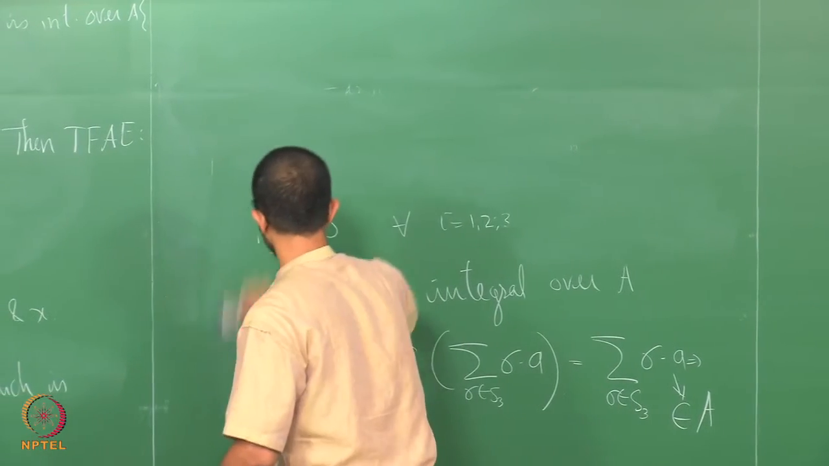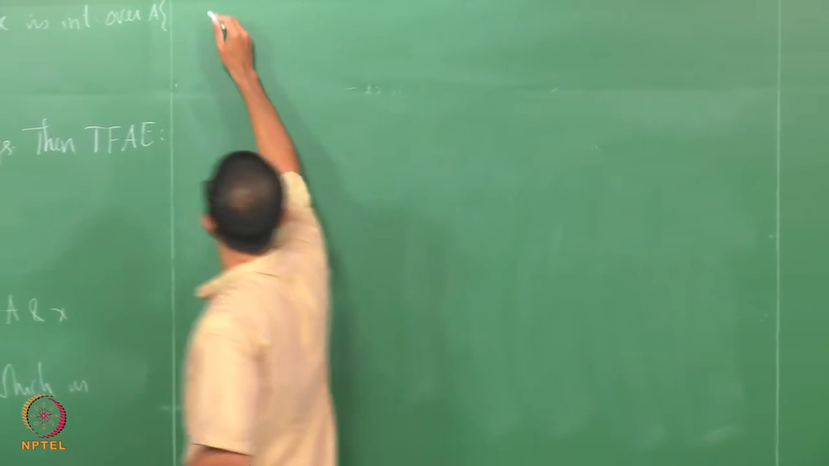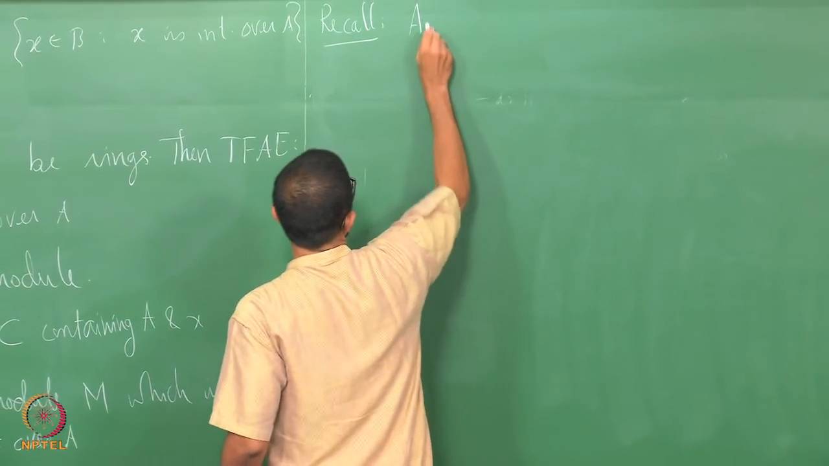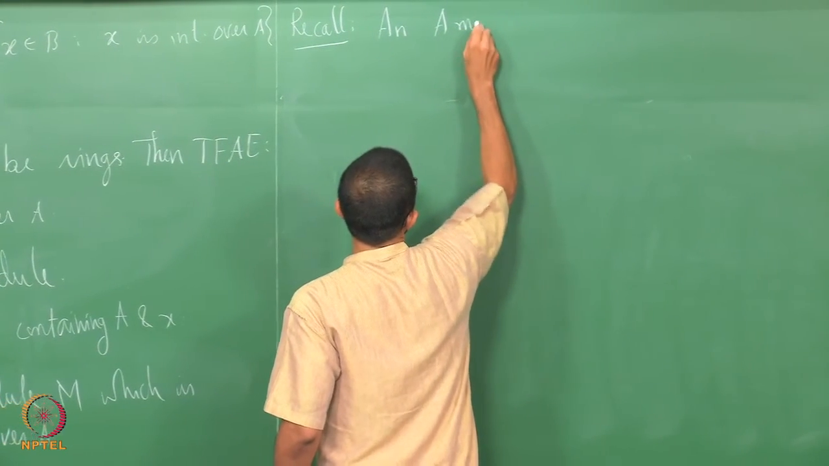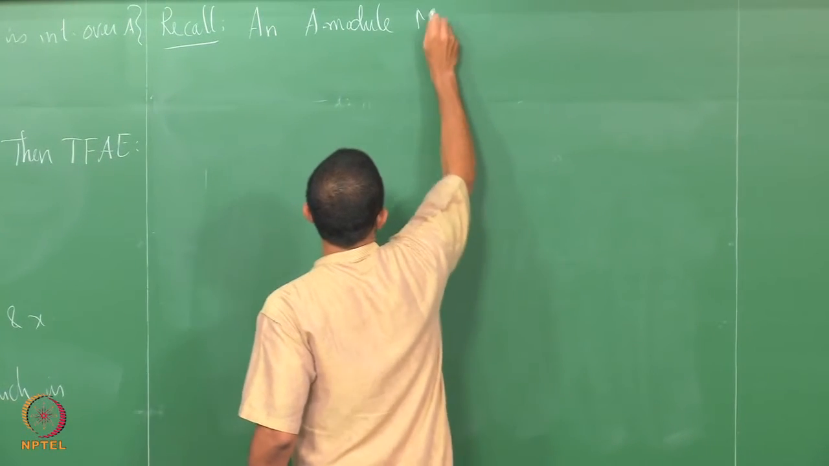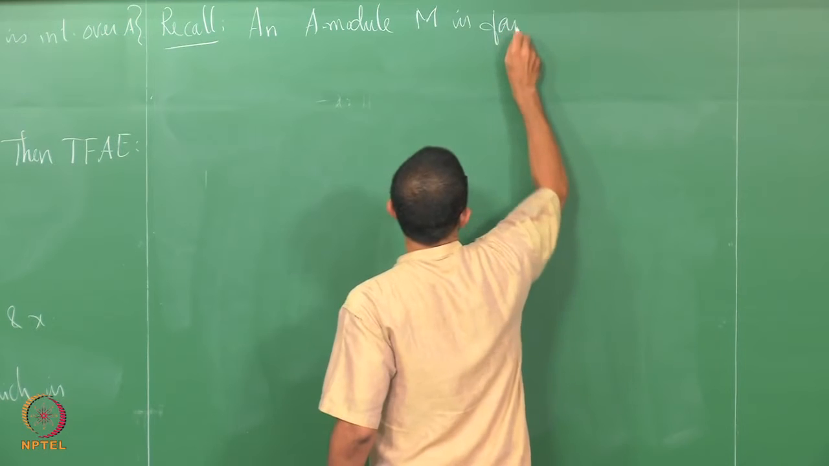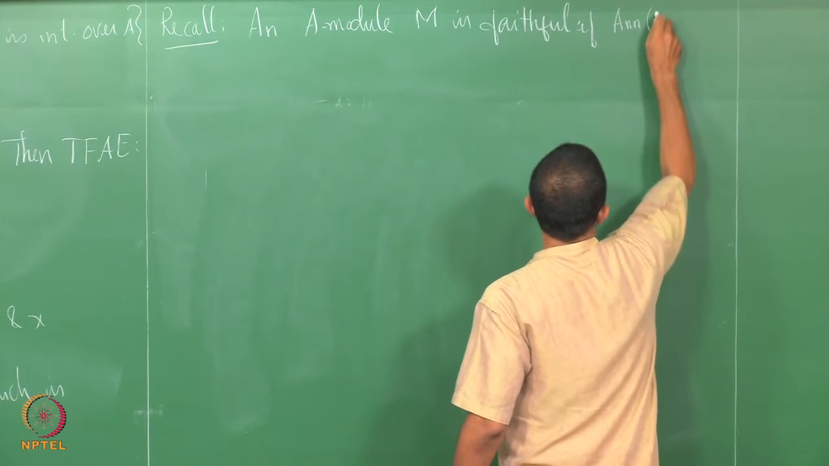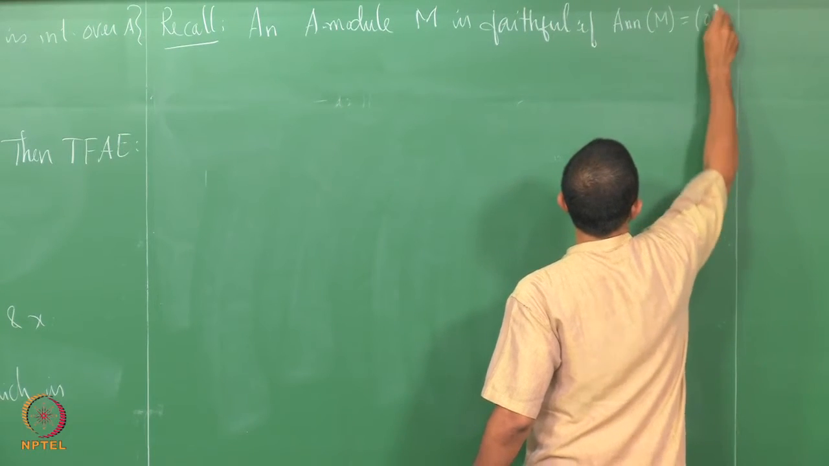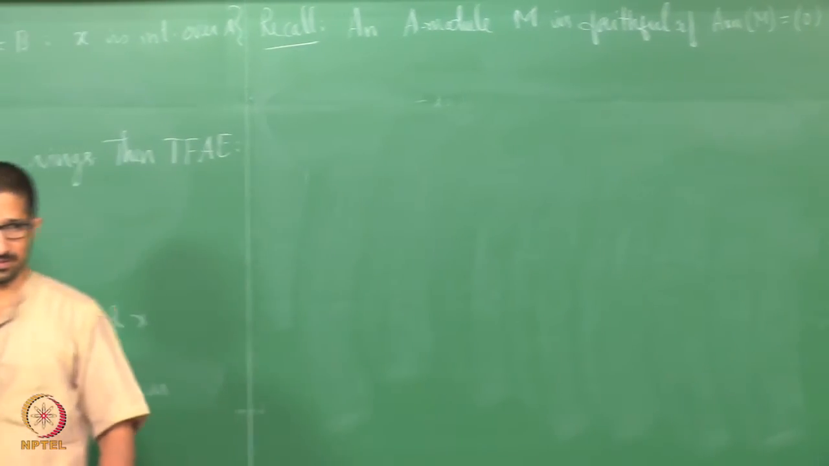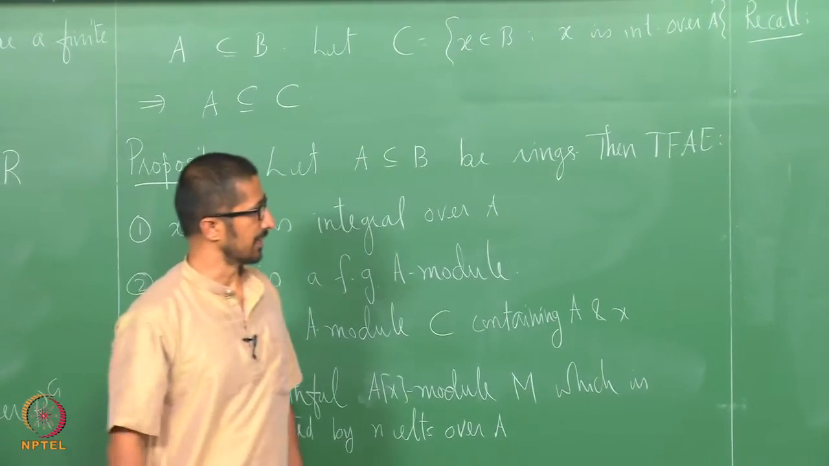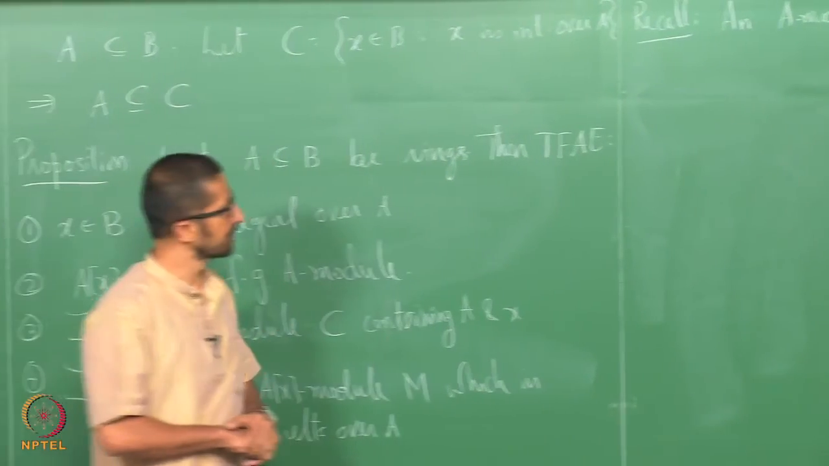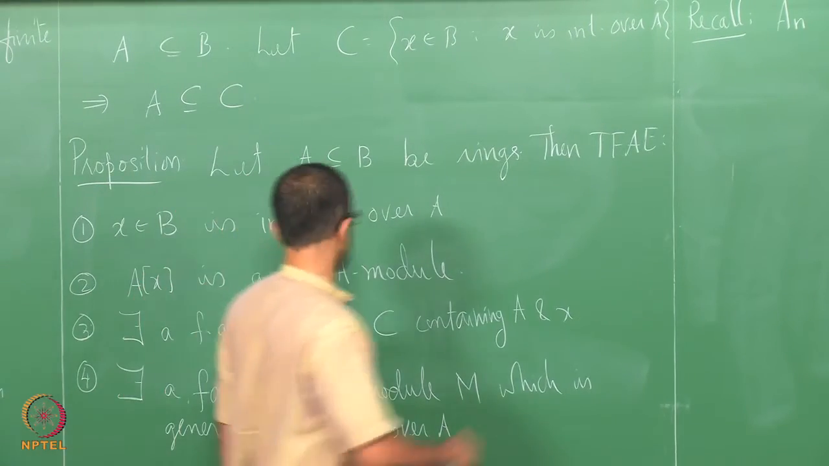What is a faithful module? An A module M is faithful if the annihilator of M is 0. There are no elements that kill M. Okay, so let us prove this.